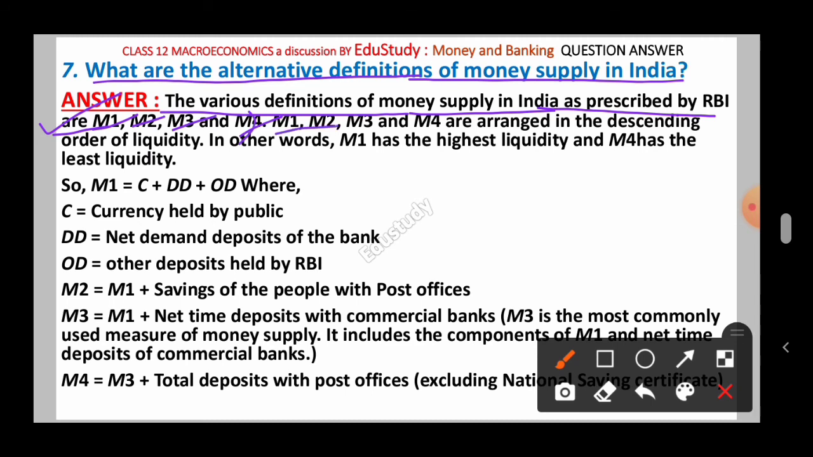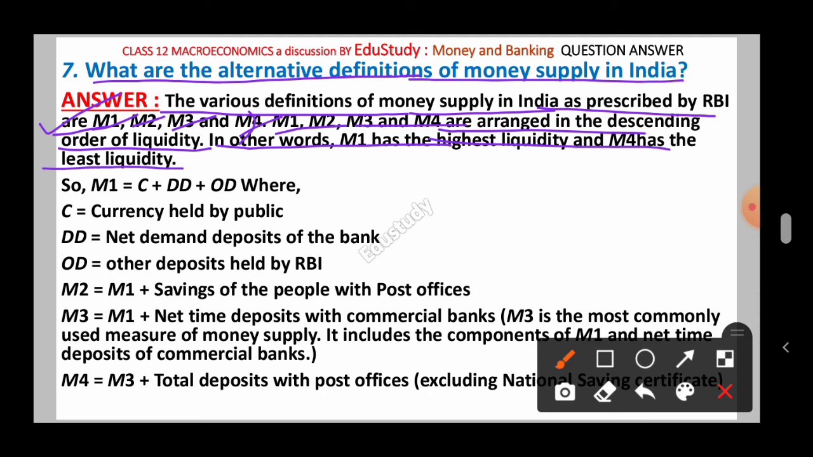M1, M2, M3 and M4 are arranged in descending order of liquidity. That means their liquidity is in descending order. In other words, M1 has the highest liquidity and M4 has the least liquidity.